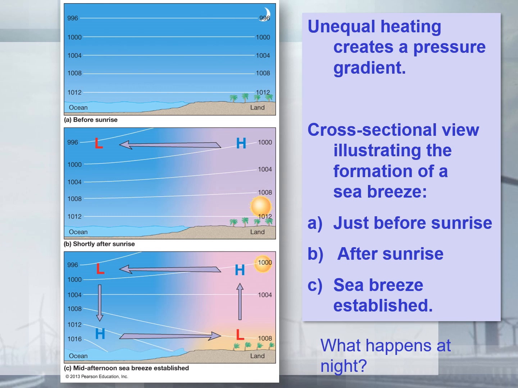And you decide you're going to put your feet in the water. You put your feet in the water, and guess what? That water feels warmer than the air around you. So at night, you're going to have low pressure over the ocean and high pressure over the land, and this will reverse, and it is called a land breeze. So that's the difference between sea breeze and land breeze.